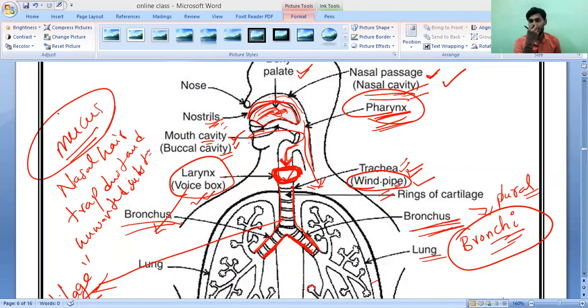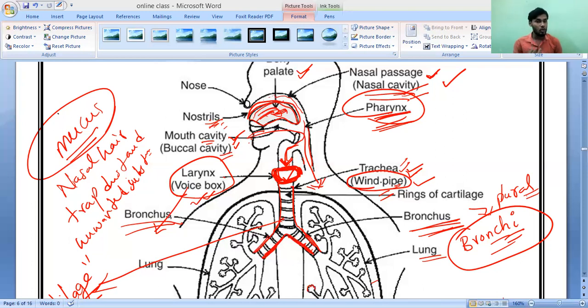In the nasal cavity we have hair as well as mucus, which will trap the dust and other impurities, the waste particles. Because of that, clean air goes into the lungs. The part of the throat between the mouth and the windpipe is called the pharynx. So from the nasal passage, air enters into the pharynx.